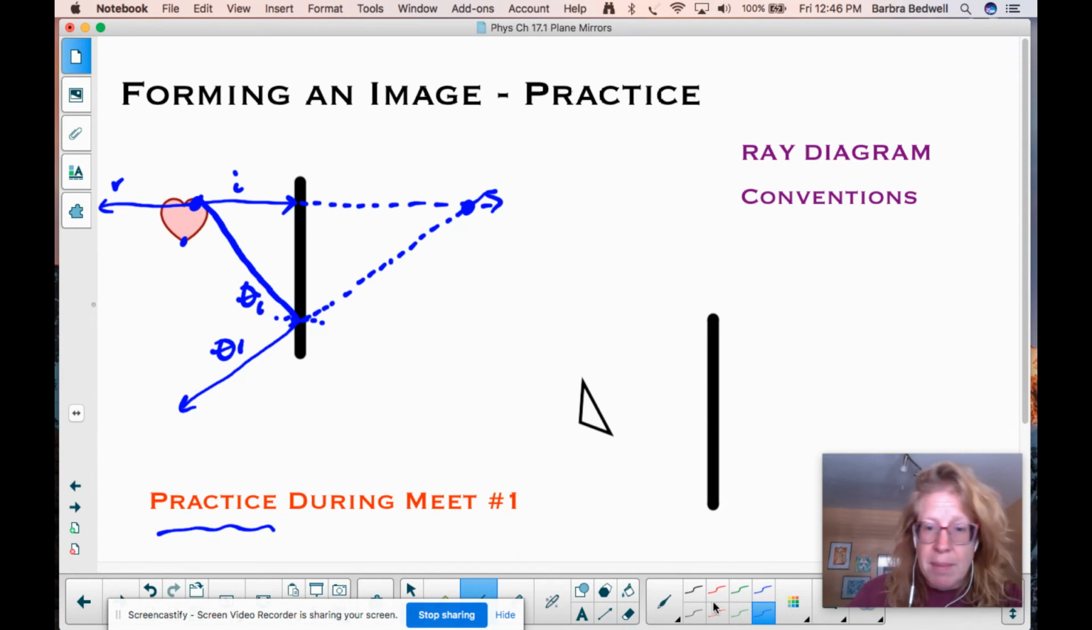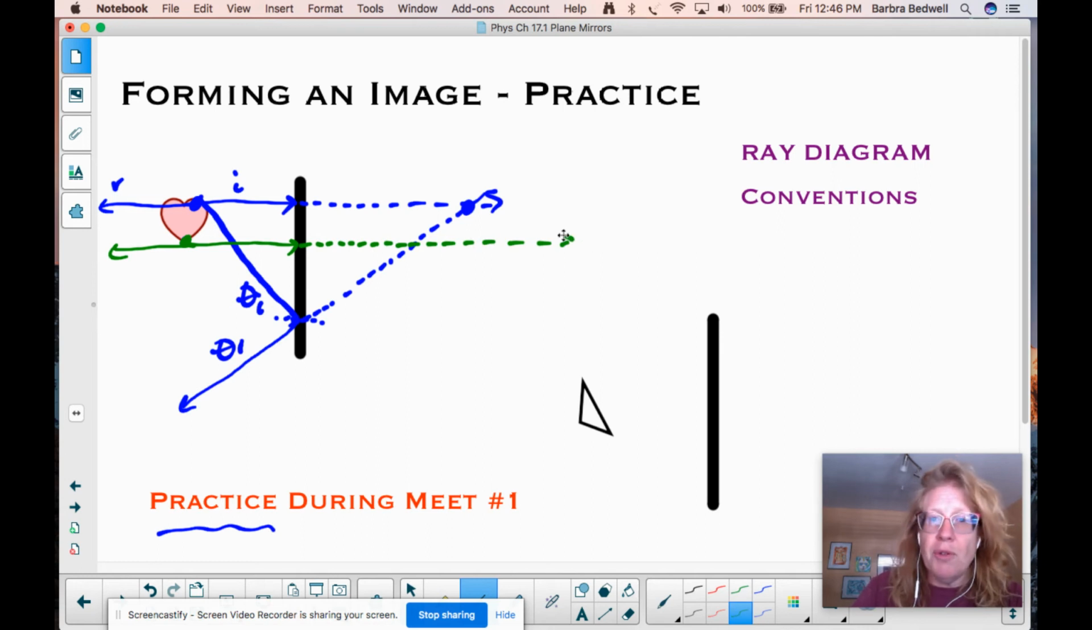Then you're going to do the same thing with a second spot. I'll do it in a different color so you can see it. The green one, again, it's going to come straight in. It's going to hit here. It's going to bounce back that direction. And then the reflected ray is going to bounce back this way.